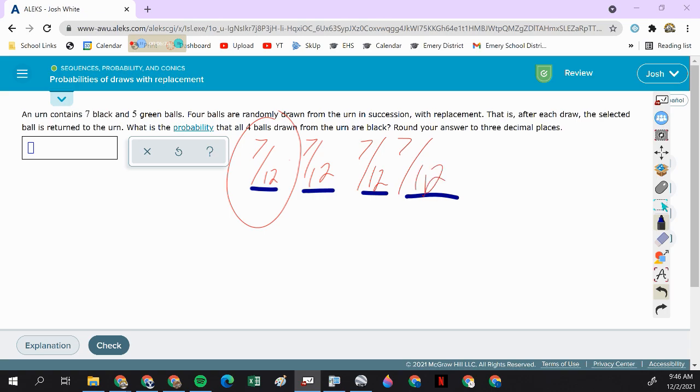So 7 to the 4th divided by 12 to the 4th. That's the percentage we're looking for. And we're rounding to 3 decimal places. So I get 0.11578. When we round that to 3 decimal places, what do we get? Good. 0.116. All right.